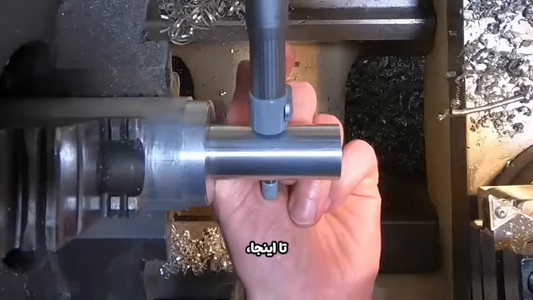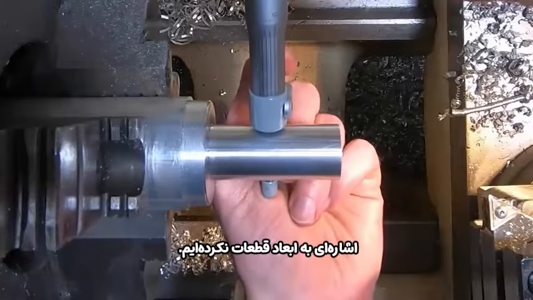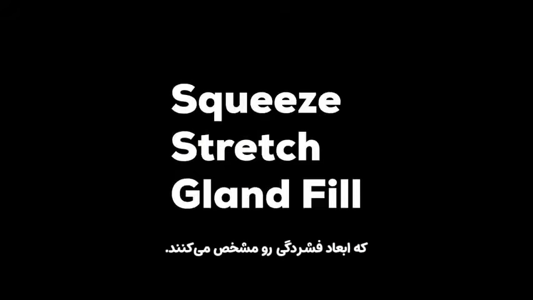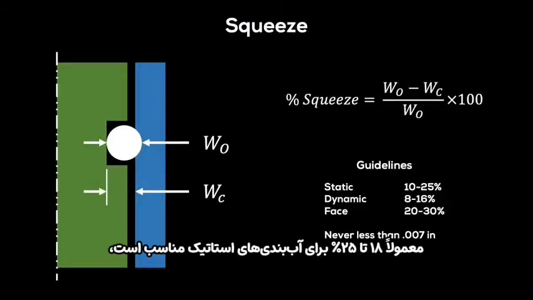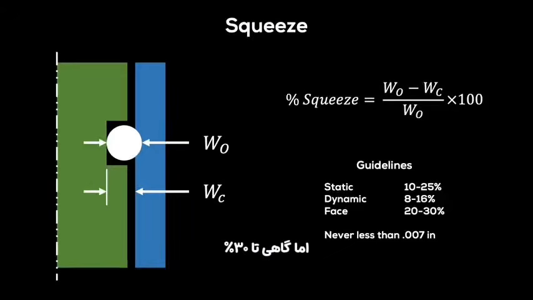Up to this point, we haven't mentioned where the dimensions for the components come from. There are 3 seal parameters that will define the dimensions: squeeze, stretch, and % gland fill. Squeeze is how much you radially compress the O-ring when it's installed in the gland. In general, 18 to 25% squeeze is appropriate for most static seals, but as high as 30% is sometimes used, particularly for cold service applications.